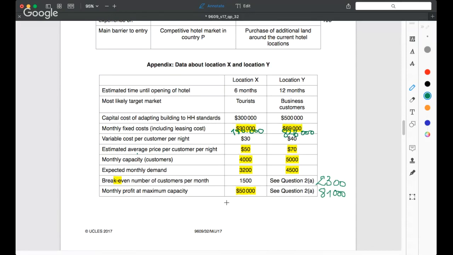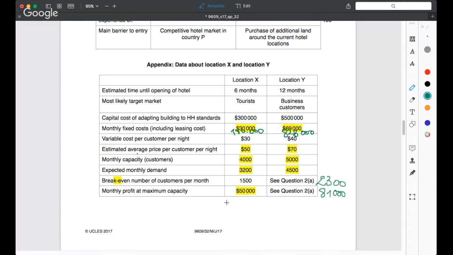Yeah. Okay. The profit is nice. If we look just at the profit, it's nice. But if we look at the break even, the break even for location X is smaller than the break even for location Y. I would go for location X, because the target is easily reachable. Okay, what else? Monthly profit at maximum capacity is 50,000 and 81,000. So 50,000 and 81,000 in a year, there is a big difference.